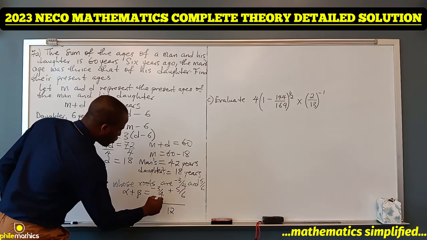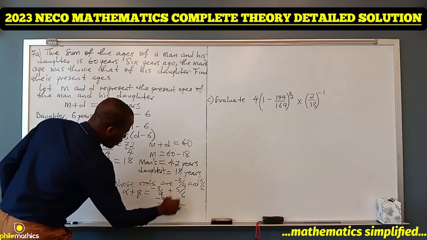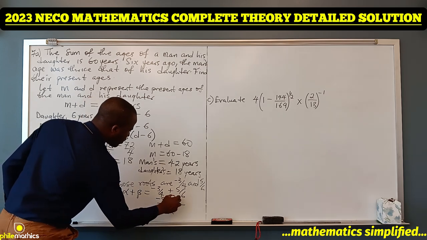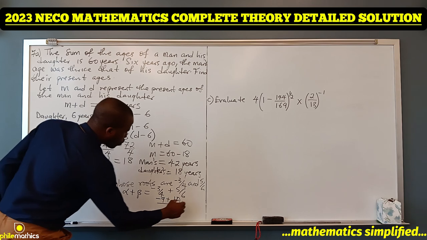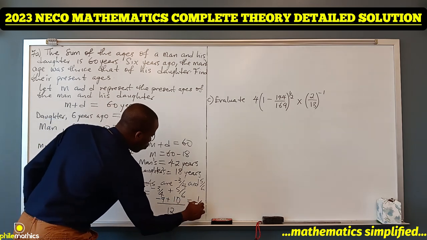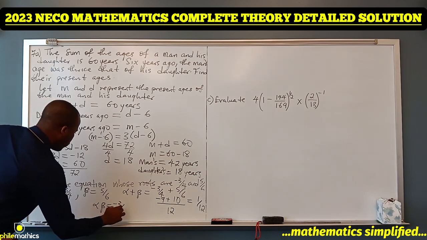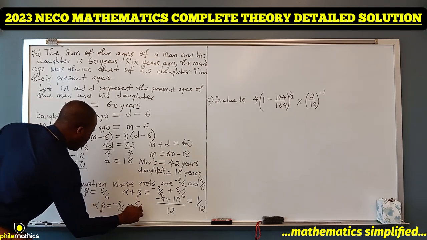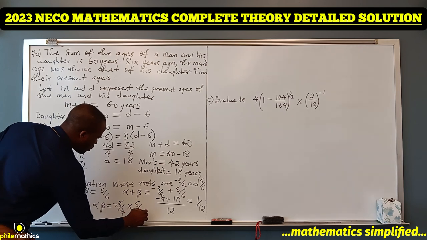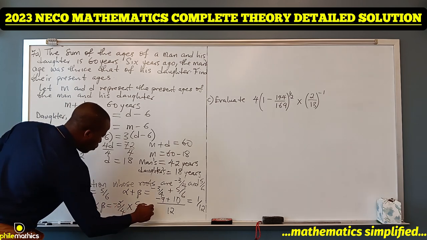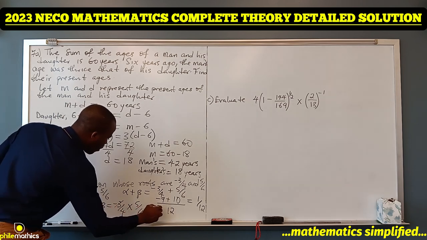3 times minus 3 is minus 9. Plus 6 into 12 is 2. 2 times 5 is 10. 10 minus 9 is 1 over 12. Their product alpha beta will be minus 3 over 4 times 5 over 6. 3 can cancel 6 2 times, so we have minus 5 over 8.